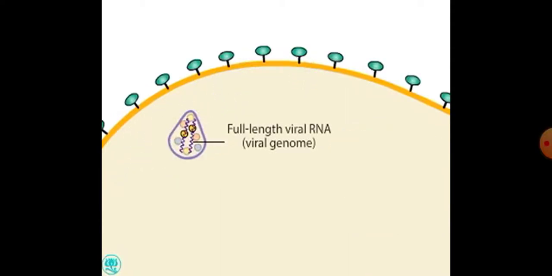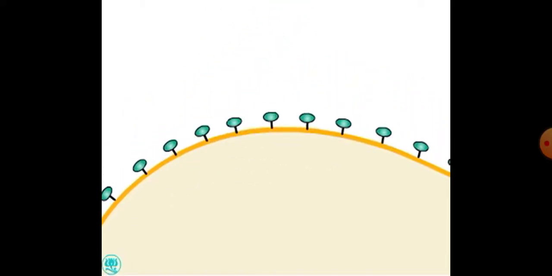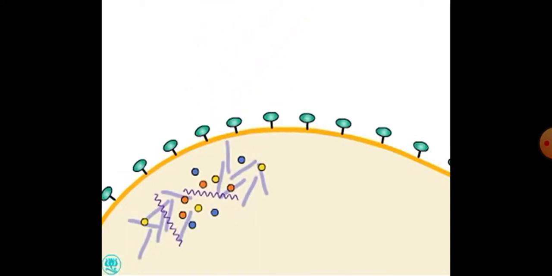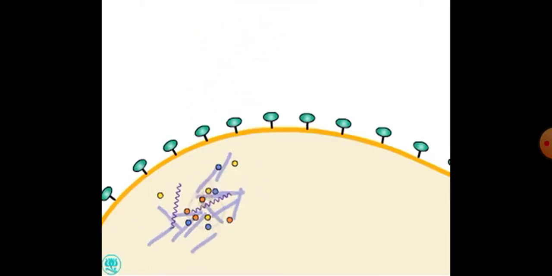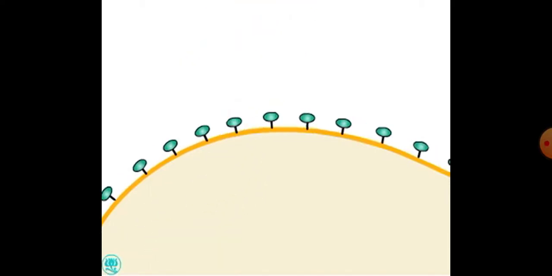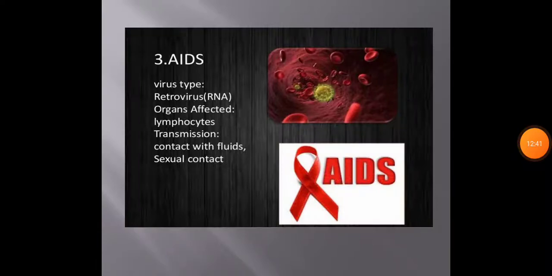Full-length viral RNA molecules, along with all the other viral components, assemble at the membrane and bud off from the host cell. Although it's not clear exactly how HIV curtails the immune response or causes destruction of helper T cells, the viral infection ultimately results in loss of virtually all functional helper T cells in the immune system. So this is how an individual gets AIDS after the attack of HIV.